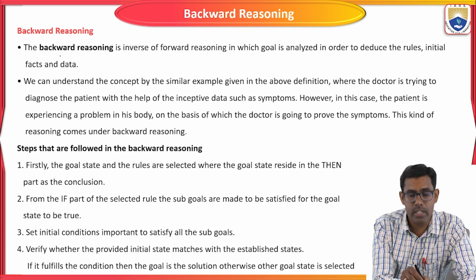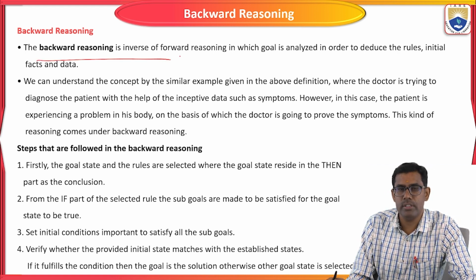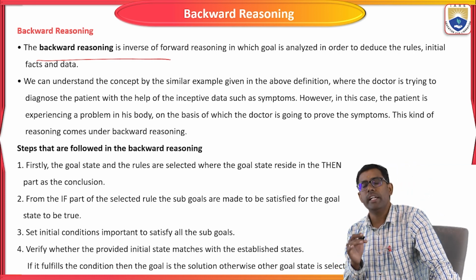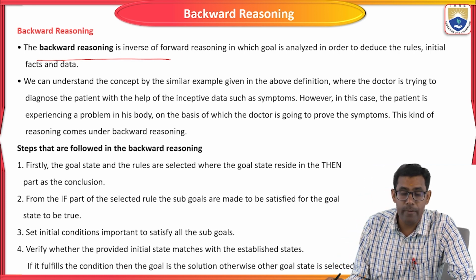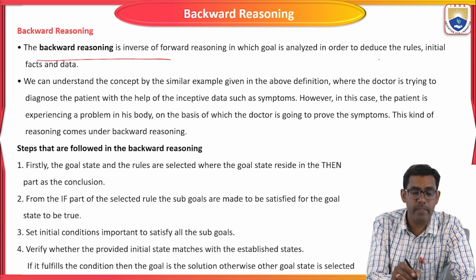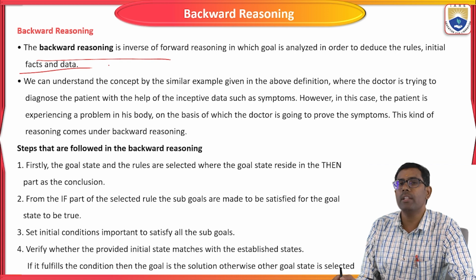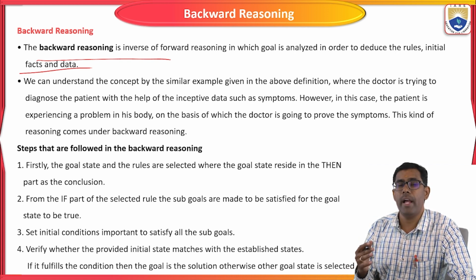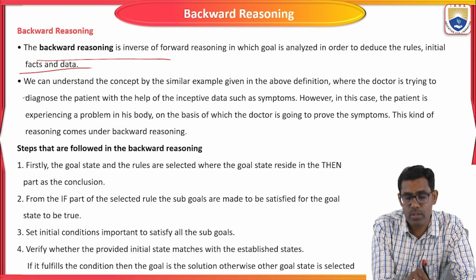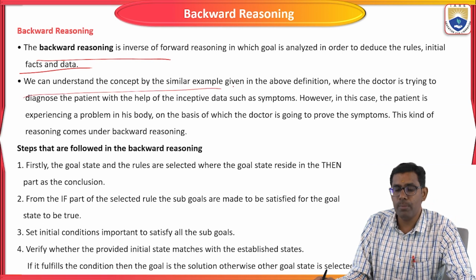Backward reasoning is the inverse of forward reasoning. It is a reverse operation of forward reasoning, in which the goal is analyzed in order to detect the rules, initial facts, and data. The very important concept here is that if you want to do forward and backward reasoning in artificial intelligence machines using knowledge representation, facts and objects are very important. So we can understand the concept with a similar example given the above definition.